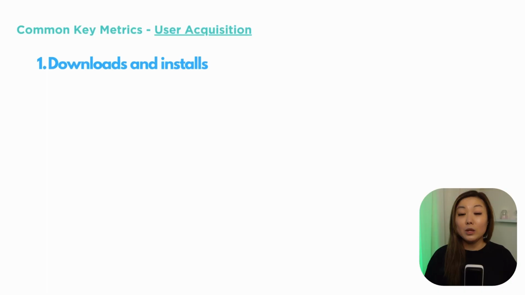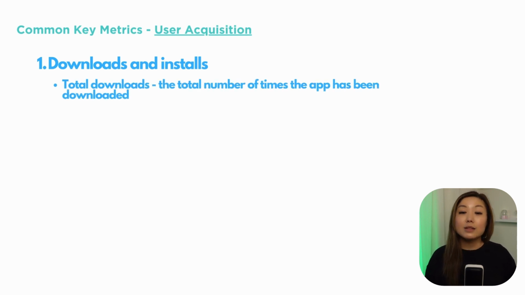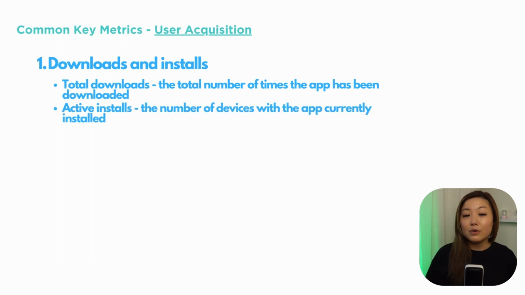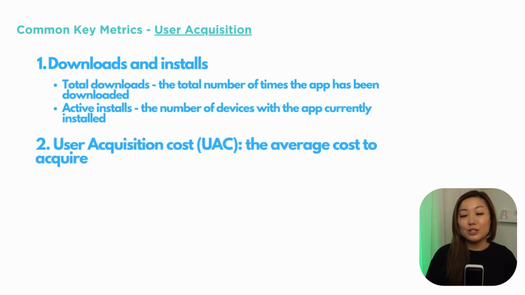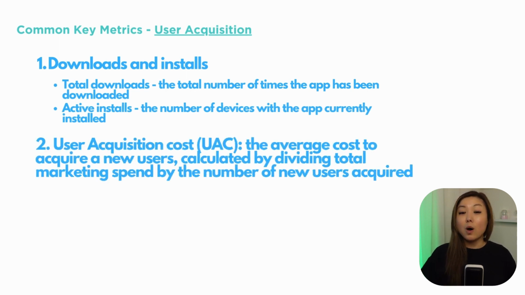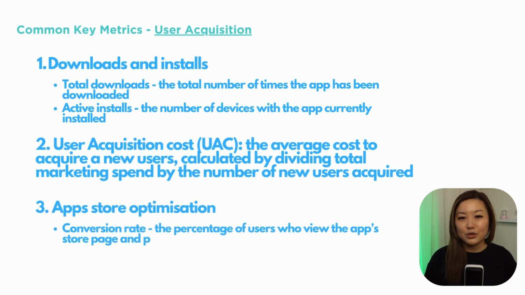So what are the common key metrics we look at to measure success? Starting with user acquisition, we look at three areas: downloads and installs. Total downloads: the total number of times the app has been downloaded. Active installs: the total number of devices with the app currently installed, for example, on your mobile phone and your tablet. Then the user acquisition cost: the average cost to acquire a new customer, calculated by dividing the total marketing spend by the number of new users acquired. Then we've got the App Store optimization metrics.